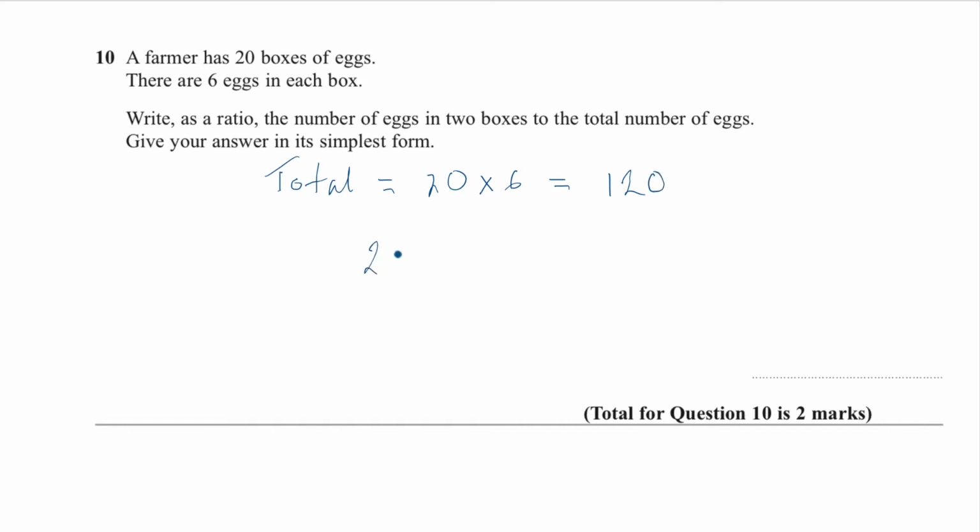Now 2 boxes will have 2 sixes are 12. 2 boxes have 12 eggs. So we want the ratio, the number of eggs in 2 boxes to the total number of eggs. So the ratio we're looking at is 12 to 120. Ratio is shown with 2 dots. 12 to 120, but now we need to simplify that, and you might be able to spot straight away that we can divide both sides by 12. So on the left we're going to have 1, and on the right we're going to have 10. So the ratio in its simplest form is 1 to 10.